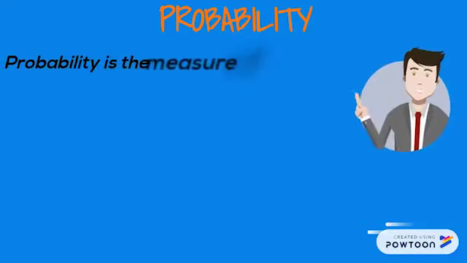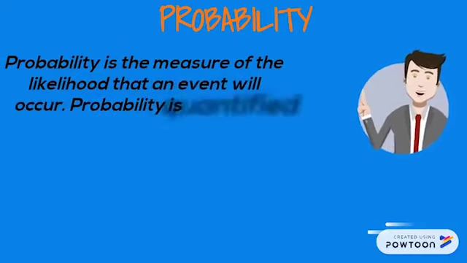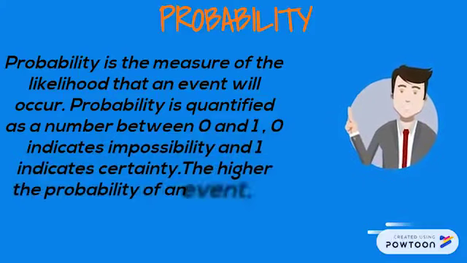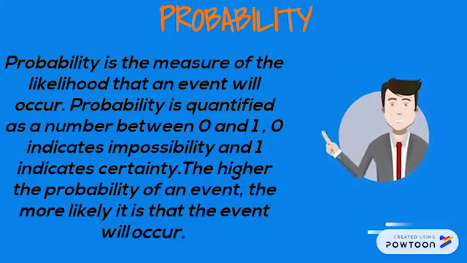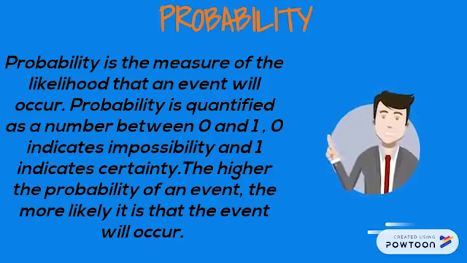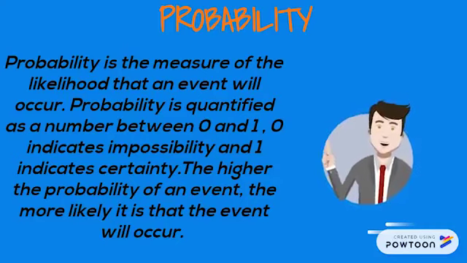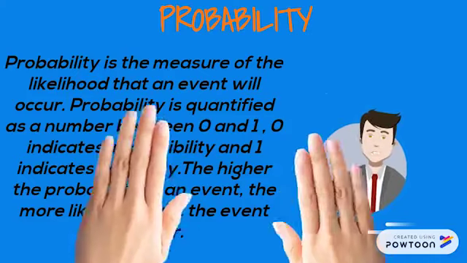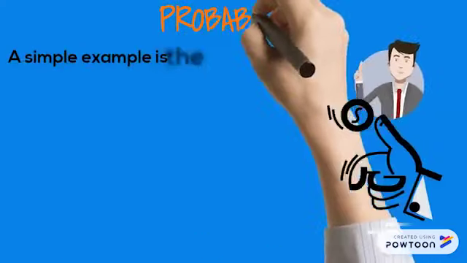Probability is the measure of the likelihood that an event will occur. Probability is quantified as a number between 0 and 1. 0 indicates impossibility and 1 indicates certainty. The higher the probability of an event, the more likely it is that the event will occur.